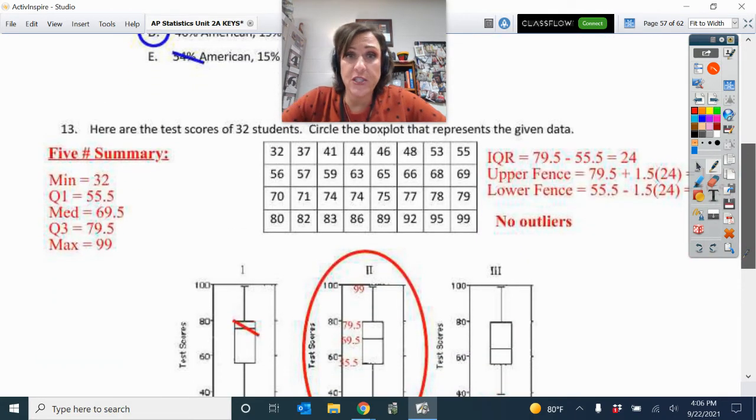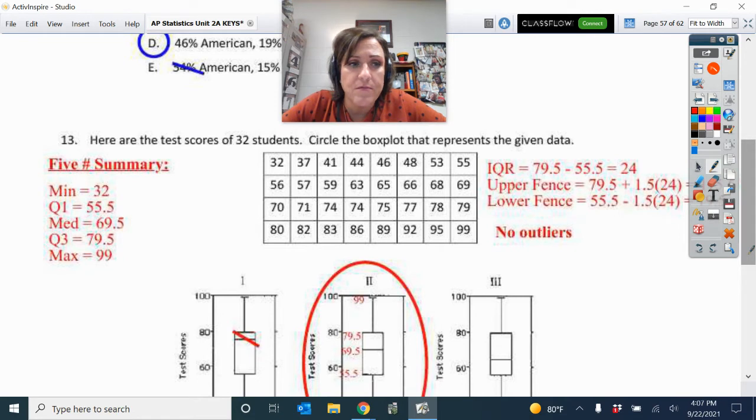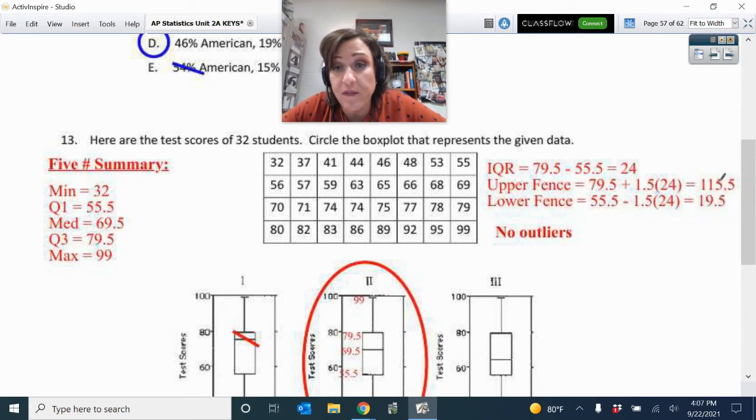All right, so now number 13, you cannot just willy-nilly eyeball these box plots to see if they look as though they are the right ones. You must put this data in and actually compute the five-number summary and compute the IQR so that you get the fences, so you can see, is there any data above the upper fence? The upper fence is 115.5, so no upper outliers, no data above the upper fence. Or is there any data below the lower fence? And in this case, nothing is below 19.5. Therefore, there are no outliers.